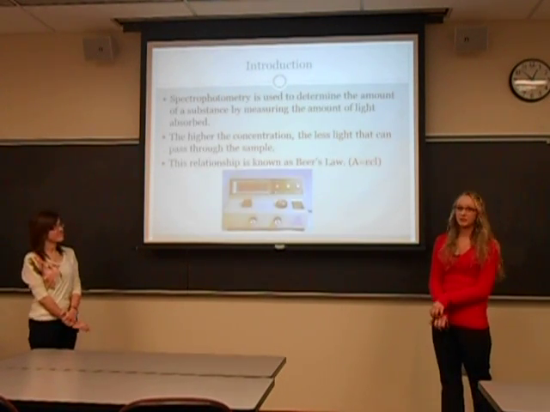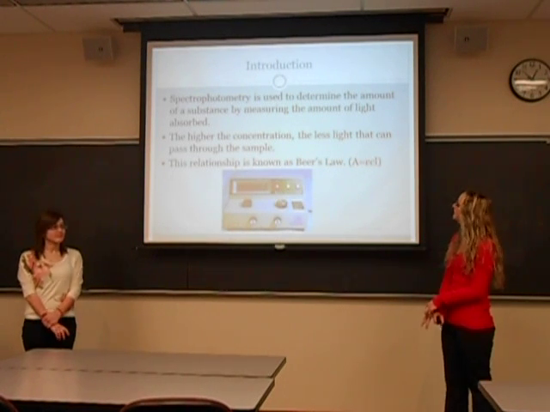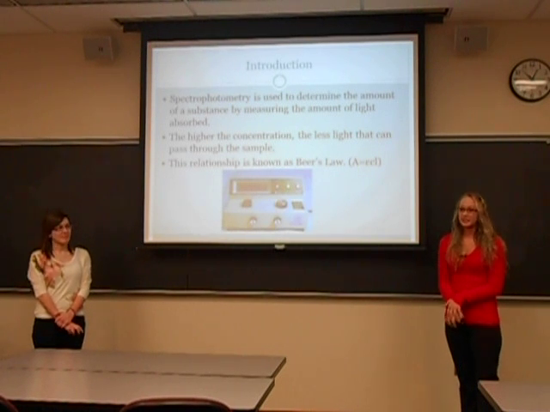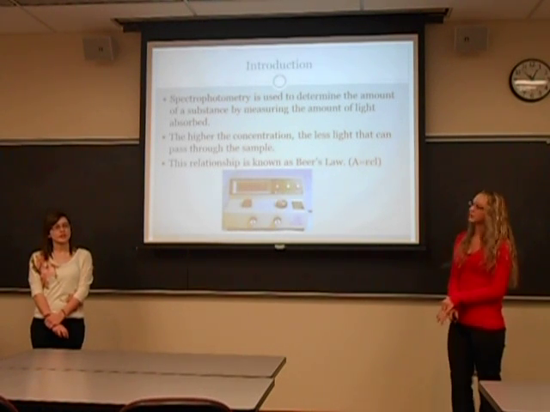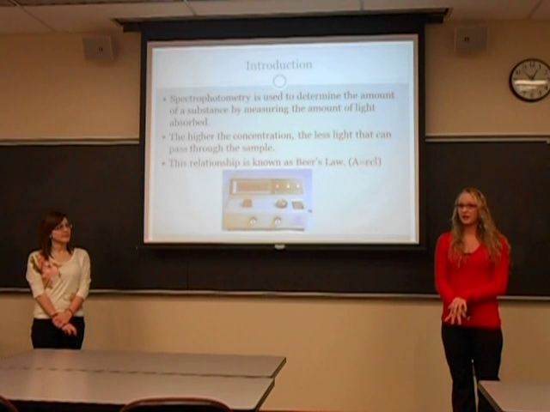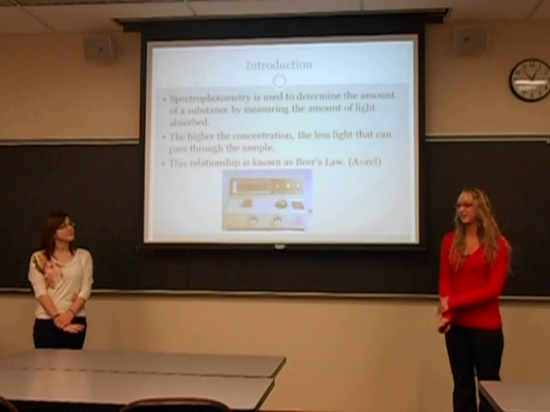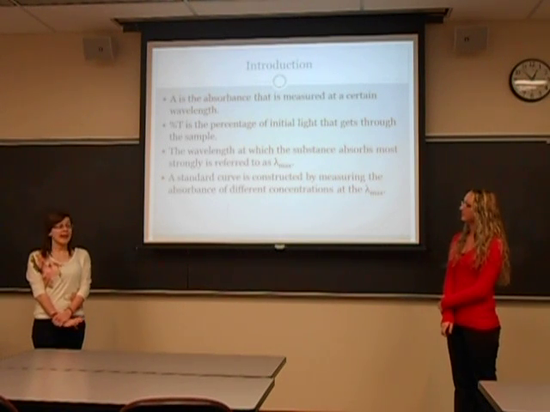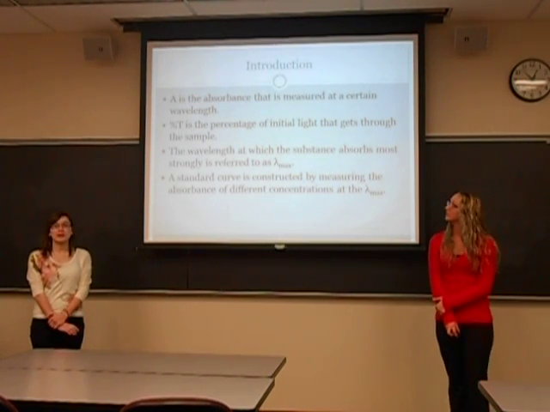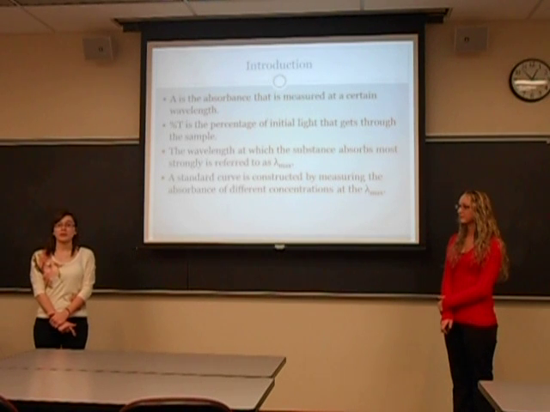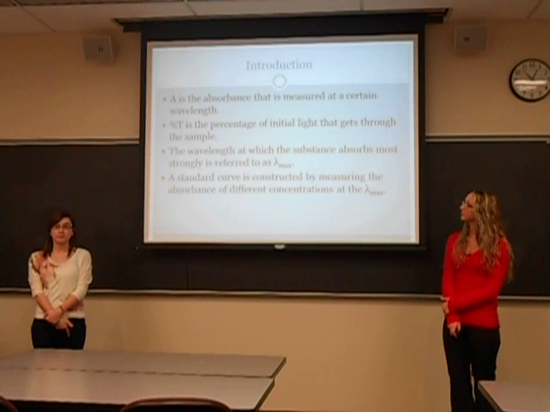Spectrophotometry is used to determine the amount of light that passes through a substance, that is absorbed in a substance. The higher the concentration of the substance, the less the light that comes through. This relationship is also known as Beer's law, where absorbance is equal to epsilon times path length times concentration. A stands for the absorbance, which is measured at a particular wavelength. And absorbance is directly correlated with %T, as %T is the initial light that gets through the sample.